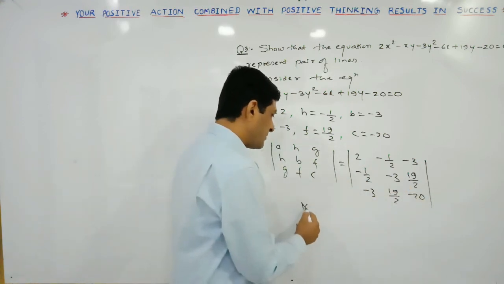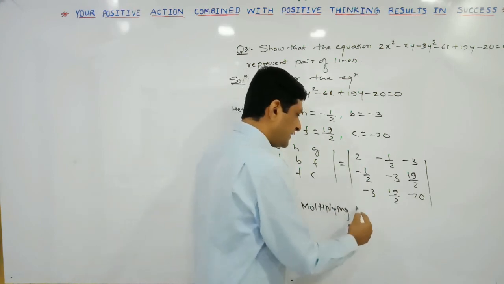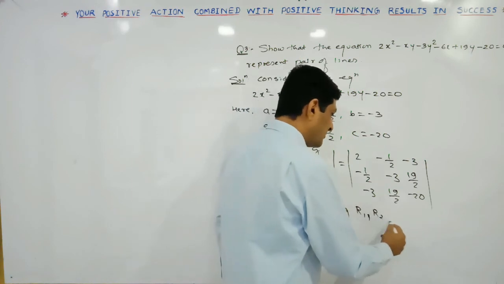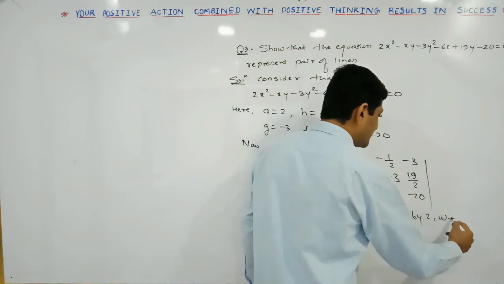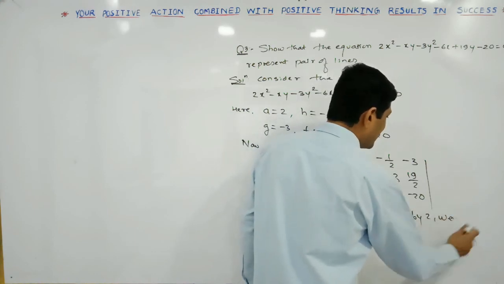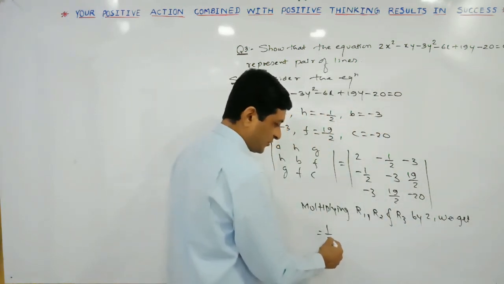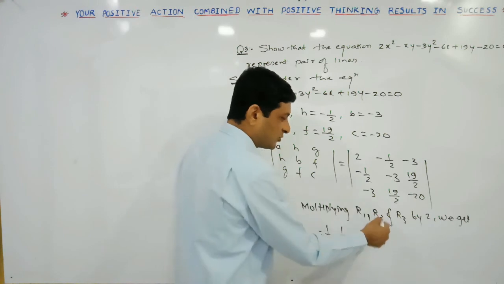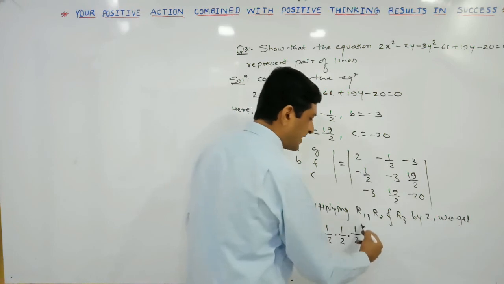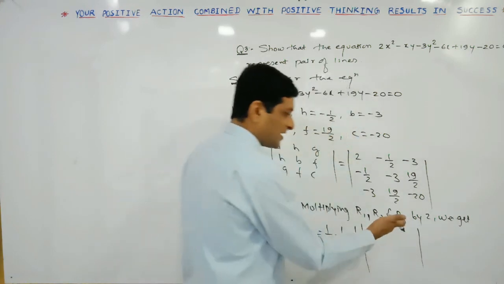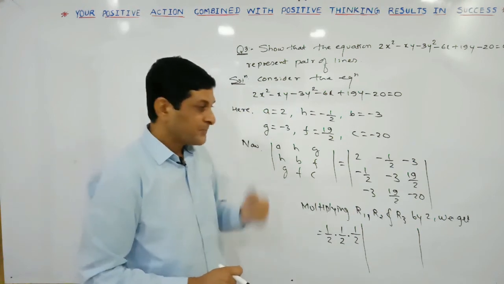So here we are multiplying R1, R2 and R3 by 2. Let us see what we'll get. Since we are multiplying R1 by 2, that's why we are dividing by 2. Even as we multiply R2 by 2, we divide by 2, and as we multiply R3 by 2, we divide by 2. Since we are multiplying, to keep equality as it is, we have to divide by 2.